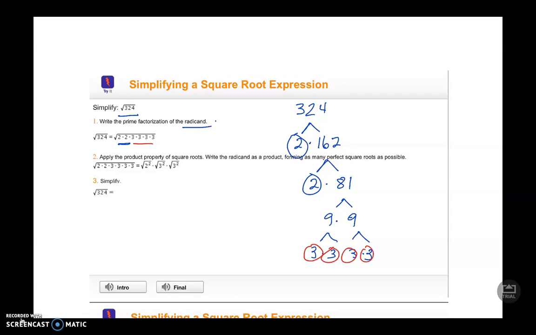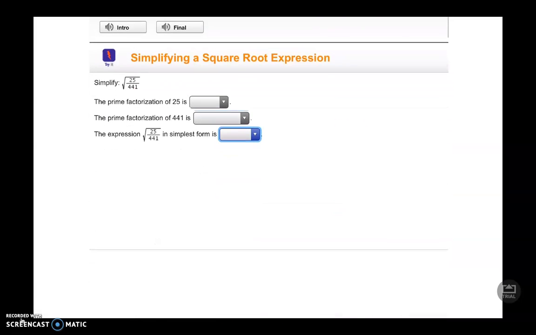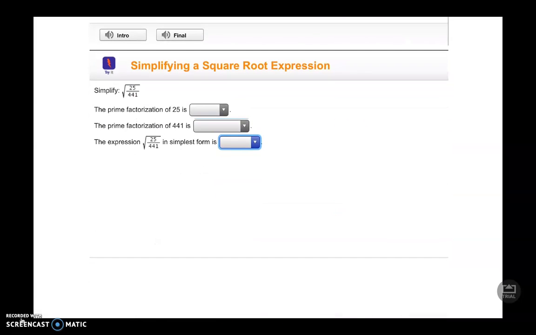After we've done that, we can apply the property of square roots. When you have 2 2's, that's the same as 2 squared. The same thing goes for the 3's: 2 pairs of 3's are 3 squared and 3 squared. Now we know the square root of a square number is just that number. So the square root of 2 squared is 2, times the square root of 3 squared, 3, times the square root of 3 squared, 3. To get our answer, we do 2 times 3 times 3, and so we have 18. That's the simplified version.